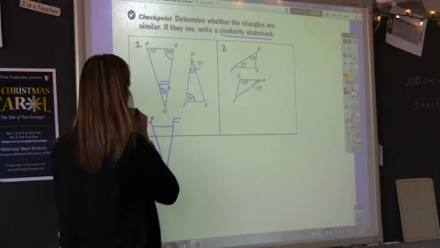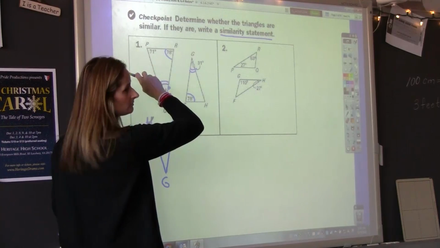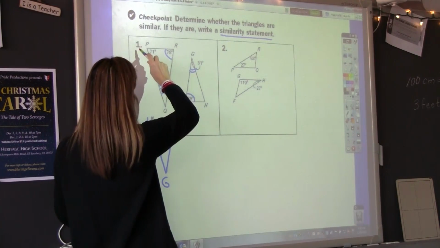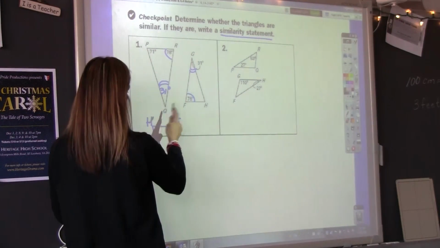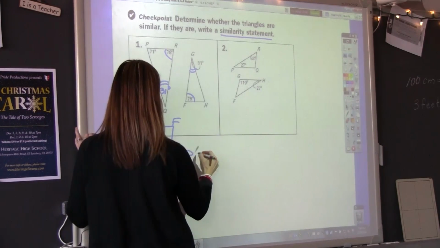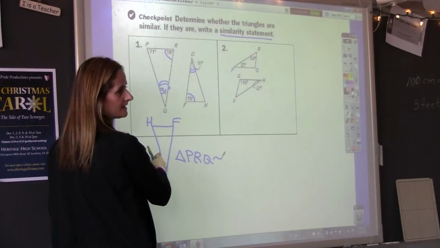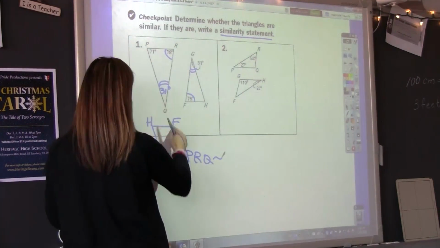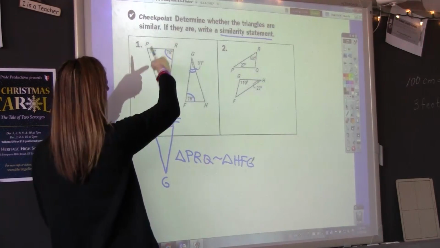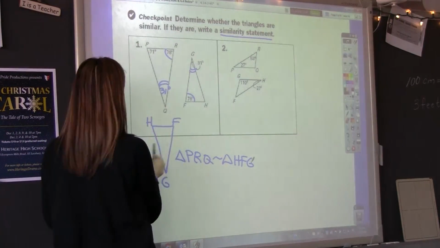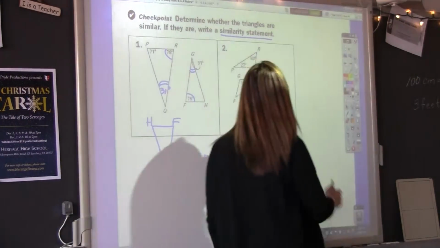All right, so what do you want to name the first triangle? PRQ. You want to start with P? PRQ. Okay, if we choose to name the first triangle PRQ, perfectly fine. Then we have to name the second triangle in the same direction. If we had chosen to name the first triangle RPQ, then we have to name this one FHG. Yes? Excellent. All right, what about this one?